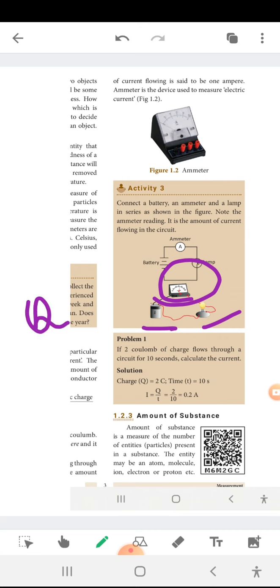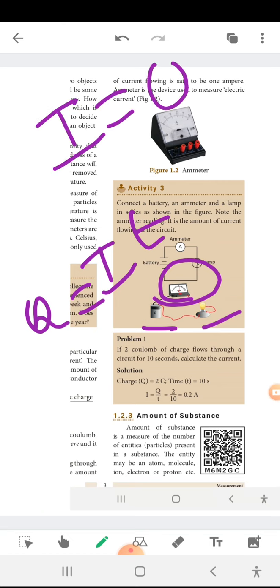There is a Q in the IT field, where I is the current, T is the time and Q is the charge. I is equal to Q by T, where Q is the number of electric charges flowing through a conductor in a particular time.